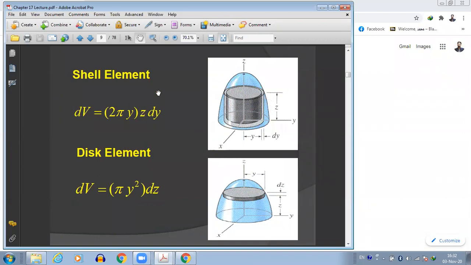And suppose we don't want to take the shell element, we can take another type of element, which is the disk element. In the case of the disk element, the area of the disk should be pi y square. Let's say y is the radius of this disk, multiplied by dz. Let's say dz is the thickness of the disk, and this element dz is going to vary throughout the entire body until we integrate it over the entire body to get the entire volume. So these are the two possibilities for finding the moment of inertia: either using the shell element or the disk element.